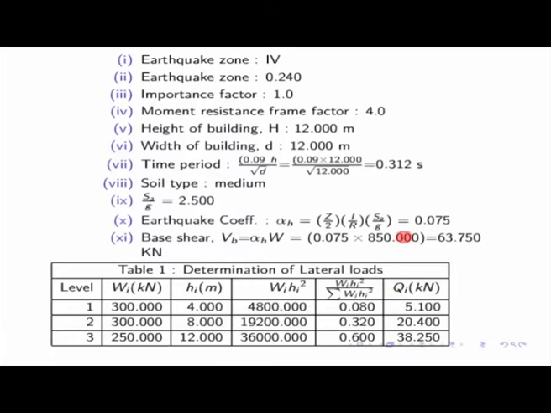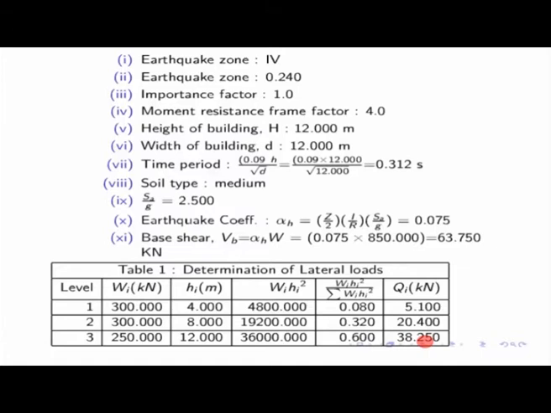So I can find out that if there is 850 kilonewton load distributed on the building floor wise, in the first floor 300 kilonewton, in the second floor another 300 kilonewton, and at the roof 250 kilonewton, then for earthquake zone 4, importance factor 1, moment resisting frame factor 4, and soil condition medium, we shall get the lateral load, that horizontal force, you can consider 5.1, 20.4 and 38.5 kilonewton.